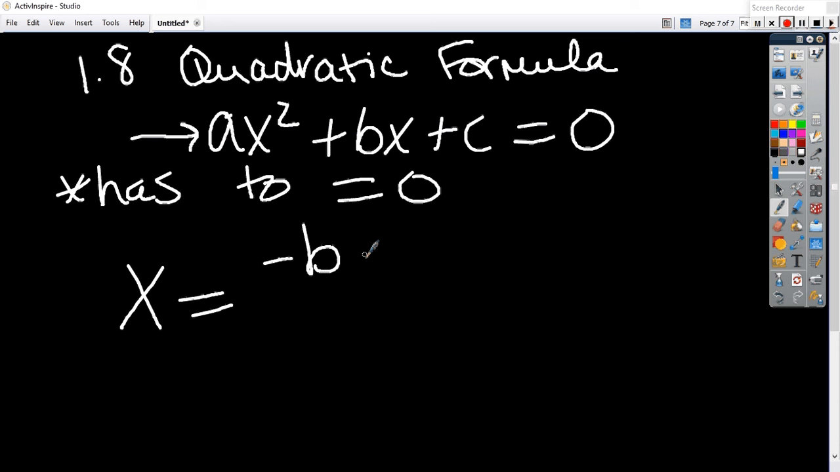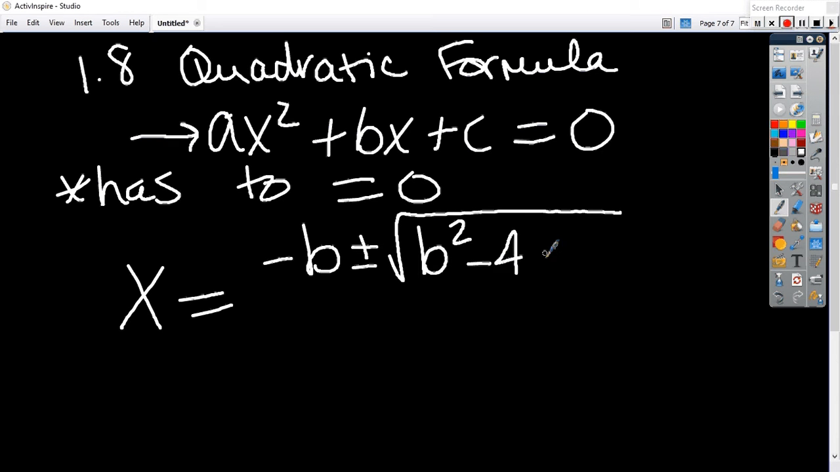Yes. Don't we get harder? Yes. I'm going to talk to you about it in just a second. Opposite B plus or minus the square root of B squared minus 4AC, all over 2A. Okay? I promise you, whenever you finish with your project and you finish doing probably half of your homework, you will have it memorized.